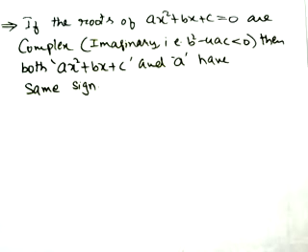Now you see the last concept. If the roots of the equation ax square plus bx plus c equals 0 are complex, or we say imaginary, that is, if b square minus 4ac is less than 0, then both ax square plus bx plus c and a will have the same sign. So these are a few concepts and basics of quadratic expressions.